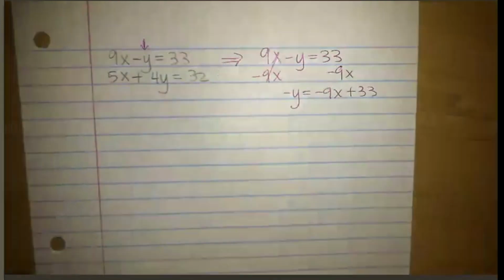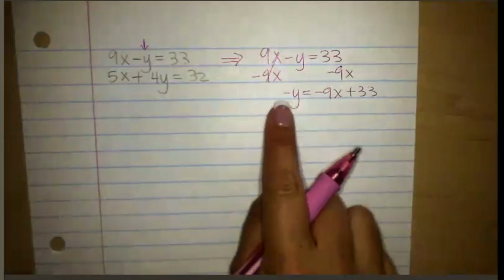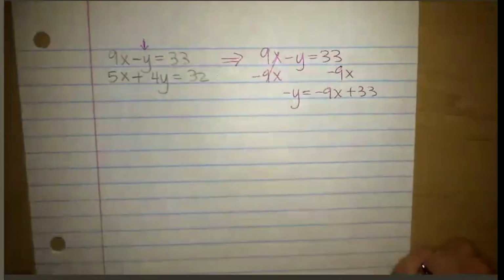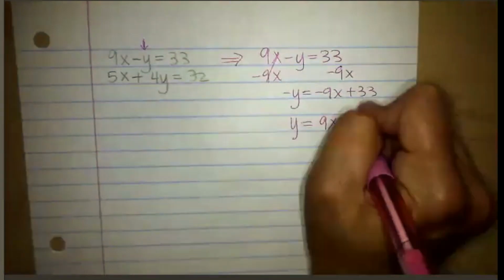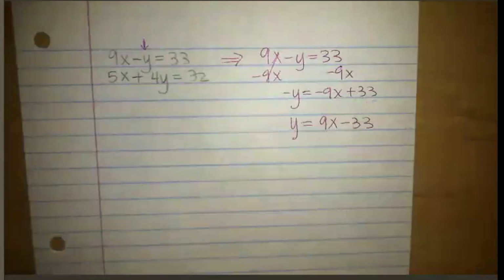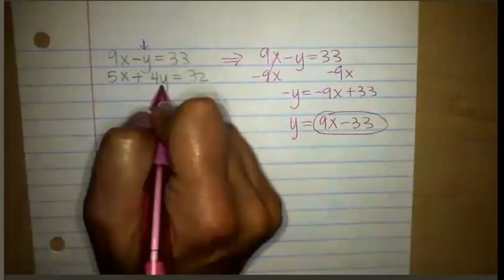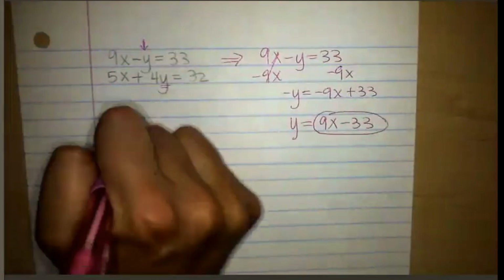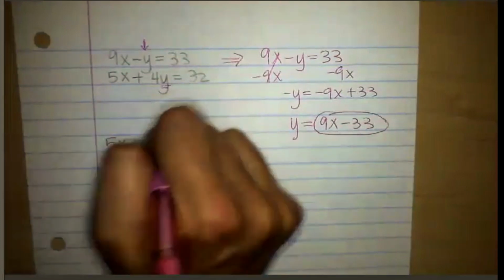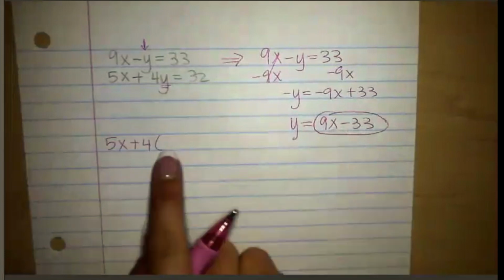Now, the y is still not by itself. It's got a negative in front of it, so I'm going to multiply that entire thing times negative 1 so that the y ends up being positive. That changes that to a positive 9x and a negative 33. I have to multiply the entire thing times a negative 1. Now we know what y is. Y is 9x minus 33, so we can take that and plug it in for the y in the other equation. That gives me 5x plus 4, and then I'm substituting my y. So I'm going to plug in the 9x minus 33 right there.